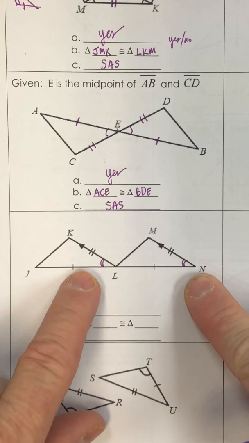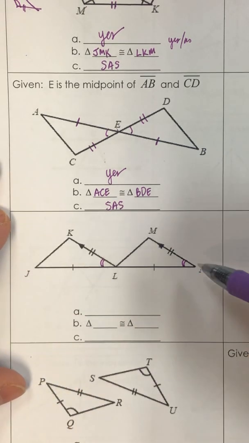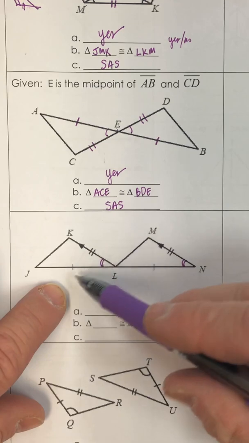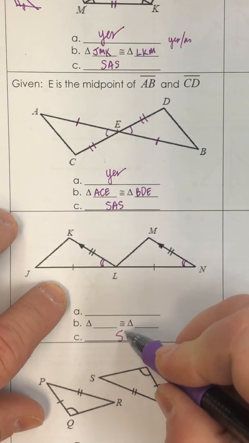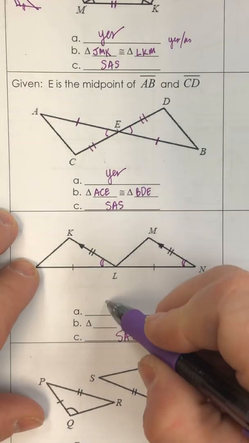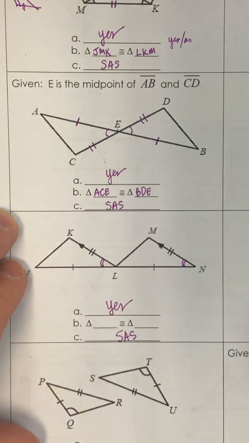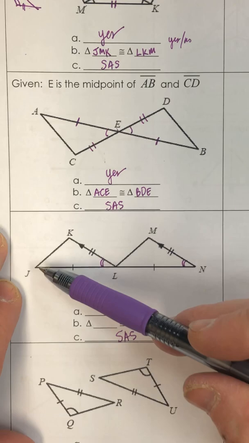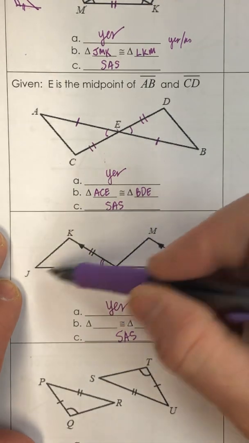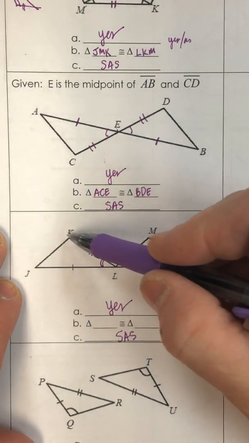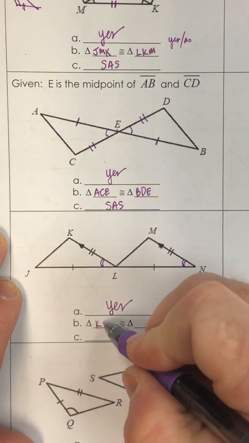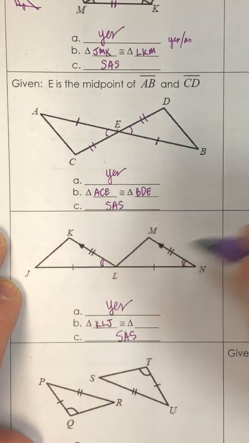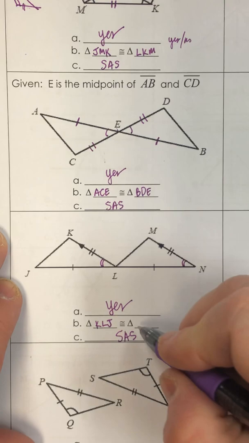The L part of this triangle, then N. So I have an angle. Oh, that angle is between those two sides. So that's side angle side. Great. So that's a yes. Now let's name them. So if I go KJ, or let's go KLJ, that's probably easiest. KLJ, so this one would have to be MNL.